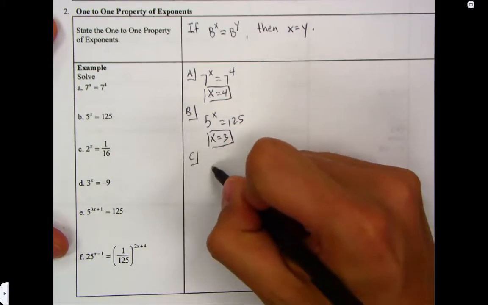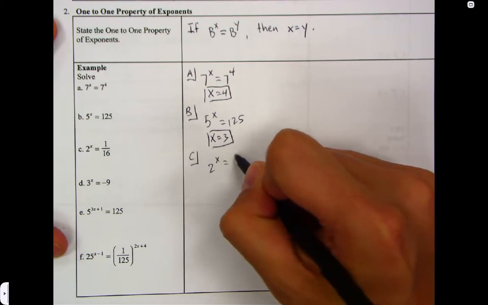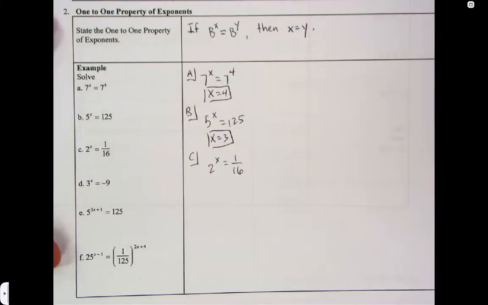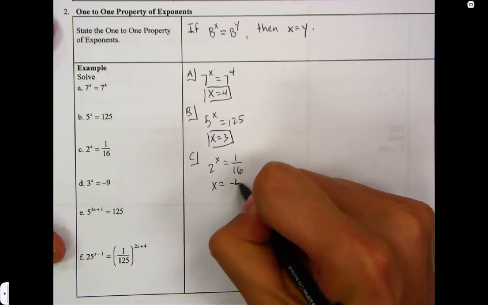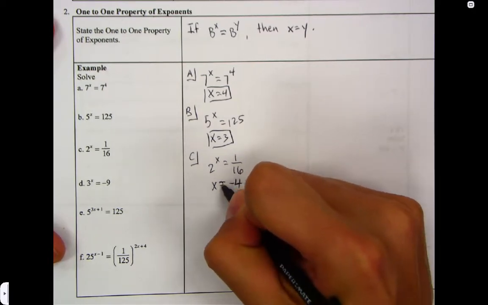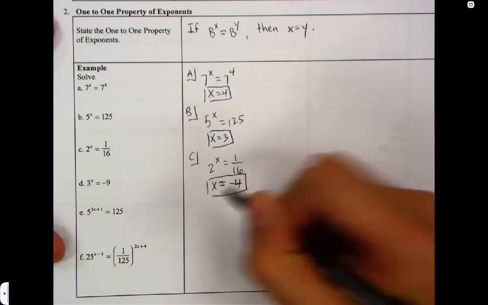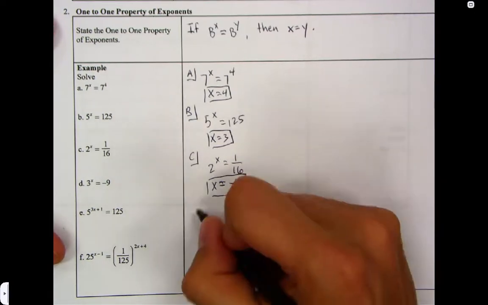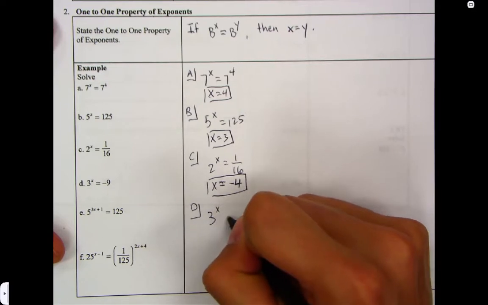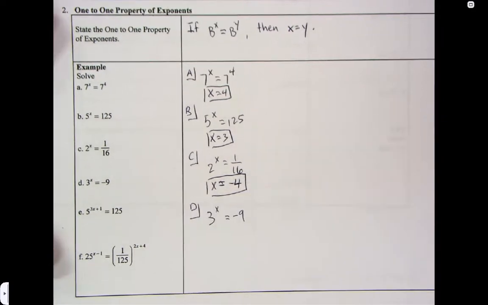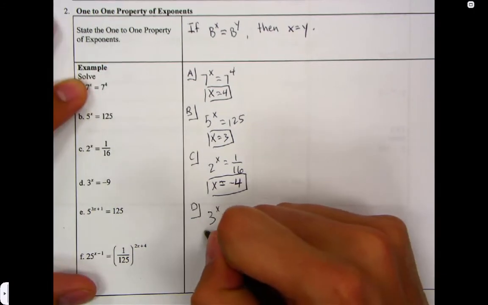C, 2 to the x equals 1 over 16. Well, I know x has to be negative because it's a fraction, and 2 to the 4th will give you 16, so the answer is x equals negative 4. D, 3 to the what power will give you negative 9? Well, I'm thinking maybe negative 2, but 3 to the negative 2 gives you 1 over 9, so no solution.